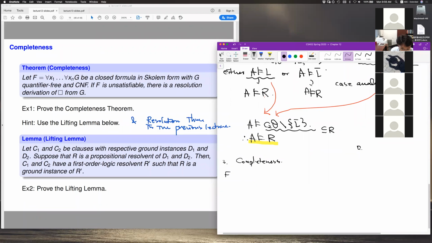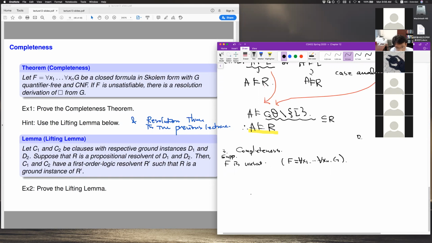So suppose that F is unsatisfiable. And we want to show there is a first order resolution derivation in this first order resolution proof system of box from the matrix of F, which has this form, for X1, up to Xn, G. Now, by the resolution theorem that we studied before, if it's unsatisfiable, then there is a ground resolution proof. So this is G.